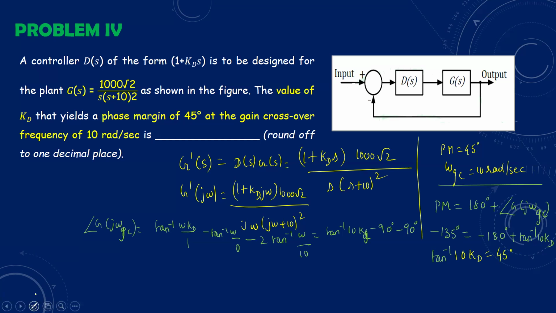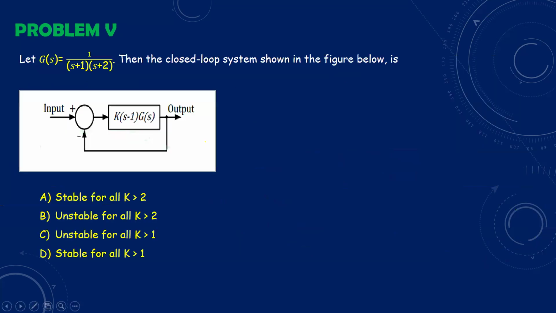Therefore, KD value is equal to 1 by 10, which is 0.1. So this is the answer for this problem. 0.1 is the answer. Okay. So let me move to the next problem.